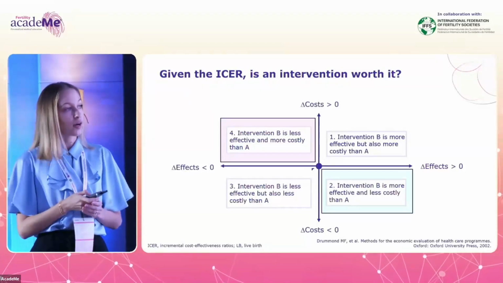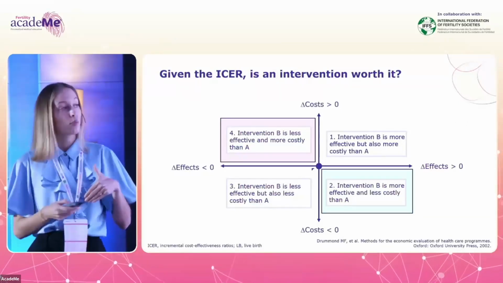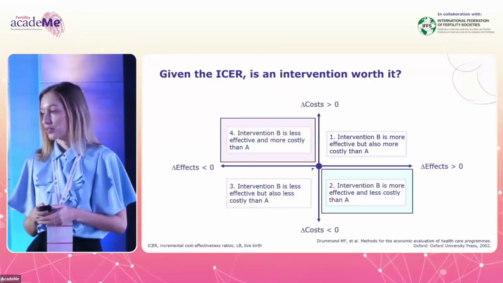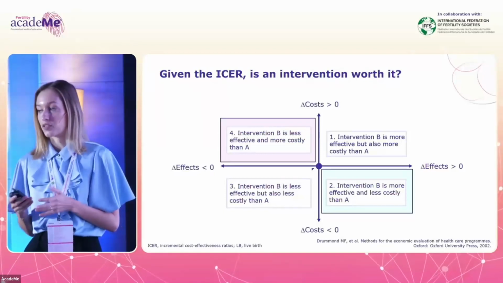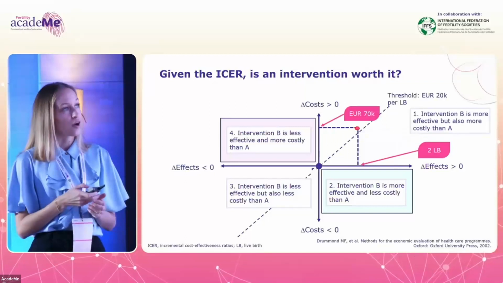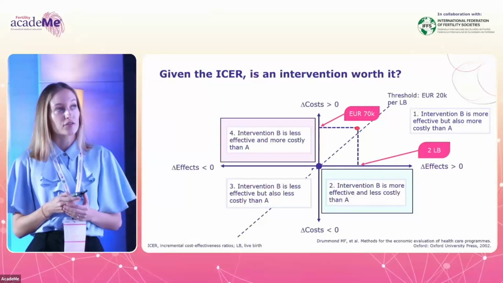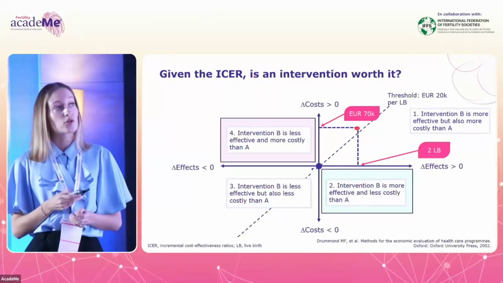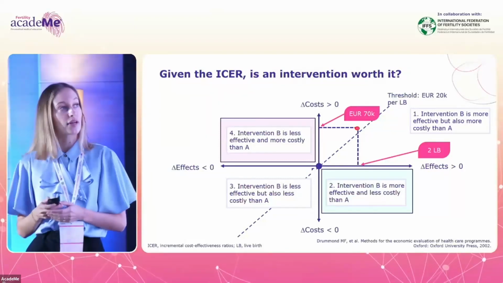If we are, however, with our ICER in quadrant 2, then it's also quite straightforward what we have to do, because our new intervention B is more effective and less costly. So it's quite straightforward that intervention B is cost effective and it's worth spending our money. But with our example, we were in quadrant 1, and then it's not so straightforward what we have to do. Because our intervention B was more effective, we had 2 more live births obtained, but it was also more costly than intervention A, because it was 70,000 euros more expensive.